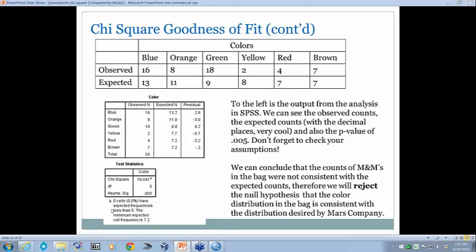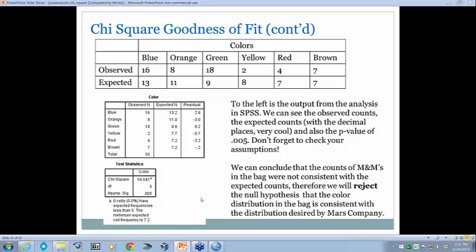And don't forget to check your assumptions. SPSS is kind enough to let us know how many cells have expected frequencies of less than 5. As you can see, none of them do, so we're fine. Now we can conclude that the counts of M&Ms in the bag were not consistent with the expected counts. Therefore, we're going to reject the null hypothesis that the color distribution in the bag is consistent. Okay, so my bag was different.